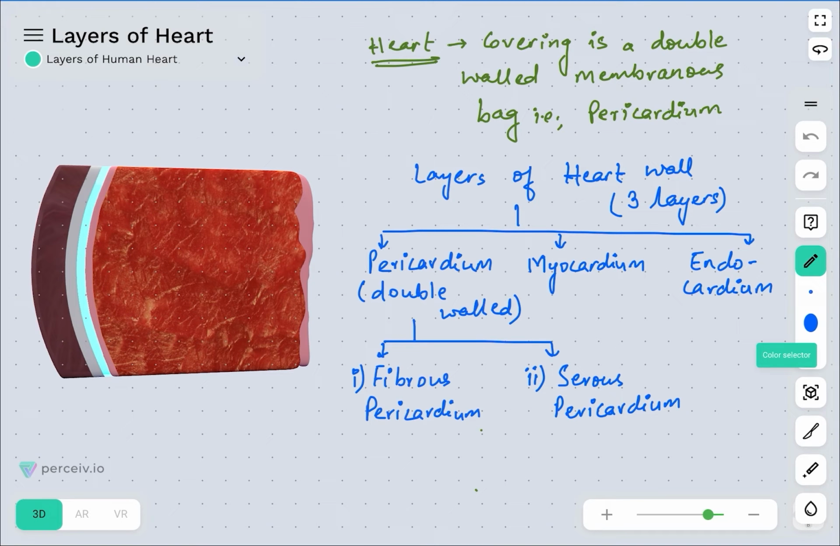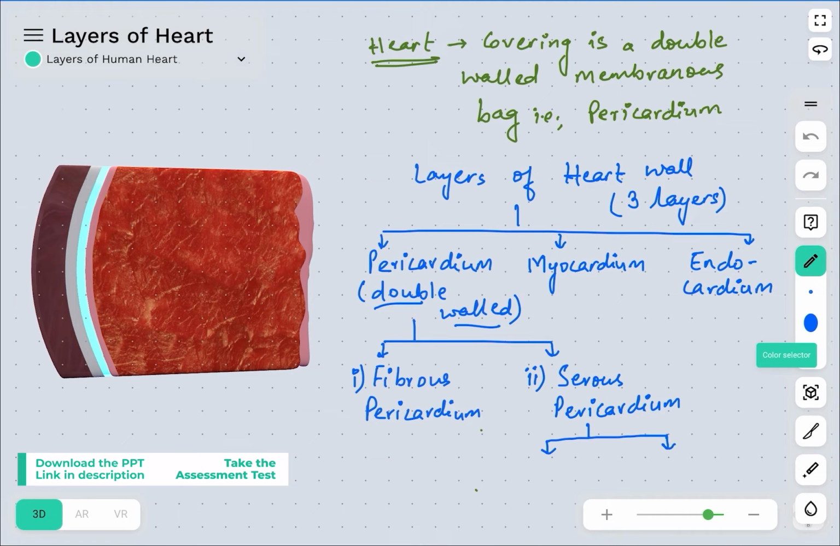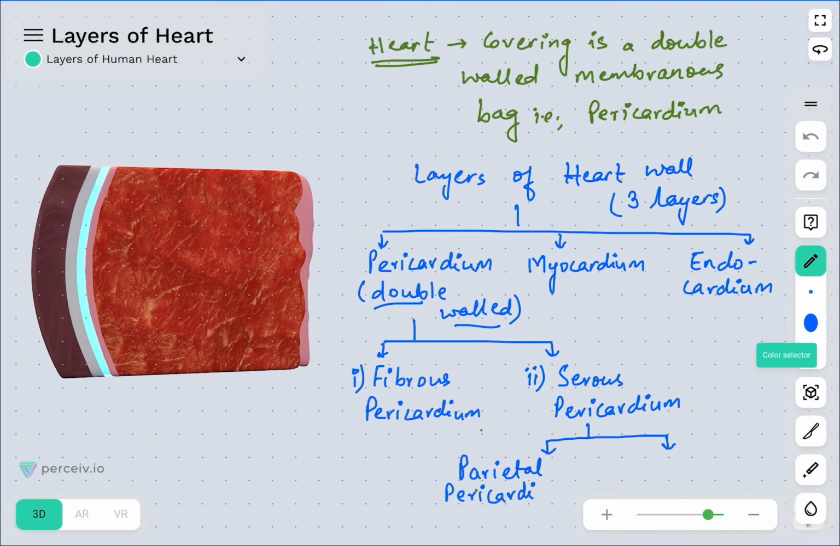So that's why it is called double walled. So fibrous pericardium and then serous pericardium. Now this serous pericardium is further differentiated into two other layers. We will be seeing all these layers in the model also, one by one. So this serous pericardium is further divided into parietal pericardium and then visceral pericardium.